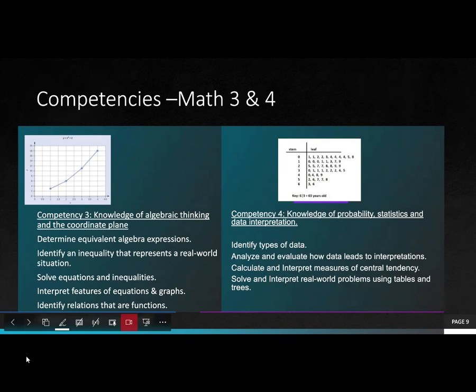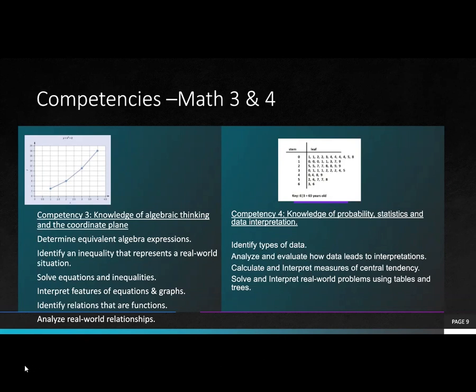Yes, now let's talk about the competency 3 and 4. And competency 3 is knowledge of algebraic thinking and the coordinate plane. And as you see on the top, we have a graph. That means we have to identify graph and be able to graph a function as well. Identify inequality that represent a real world situation, solve equations and inequalities, interpret features of equation and graph, identify relations that are functions, analyze real world relationships.